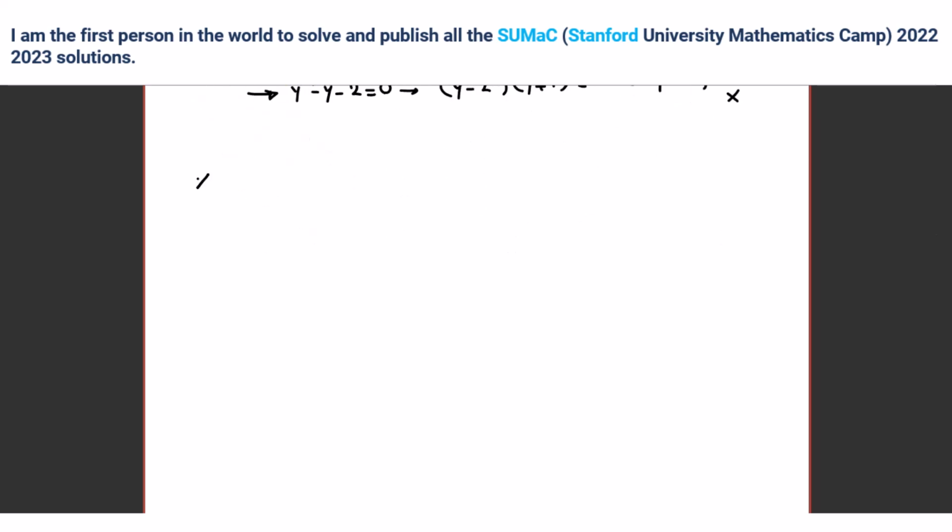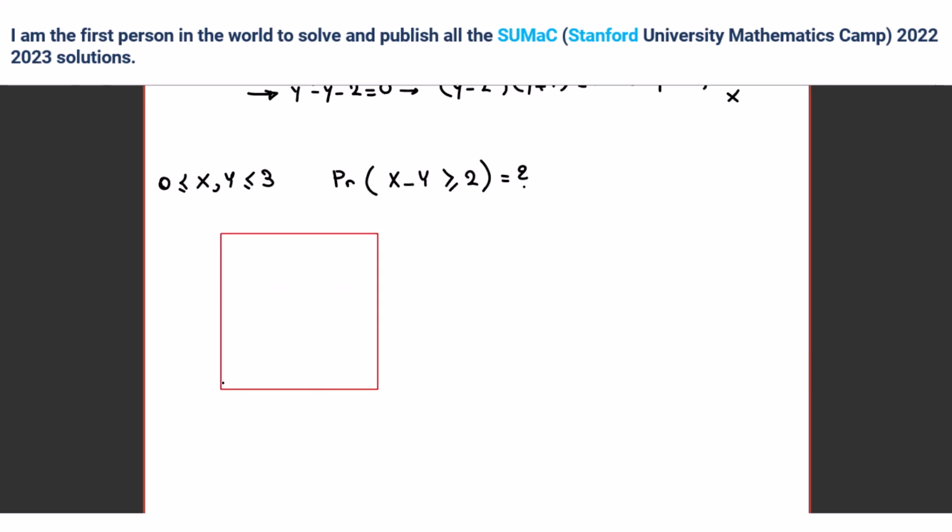Next one. X and y are from 0 to 3. What is the probability that x minus y is greater than or equal to 2? 7/9. 7/9. Let's check. If we draw this as a square, it's from 0 to 3, 0 to 3.